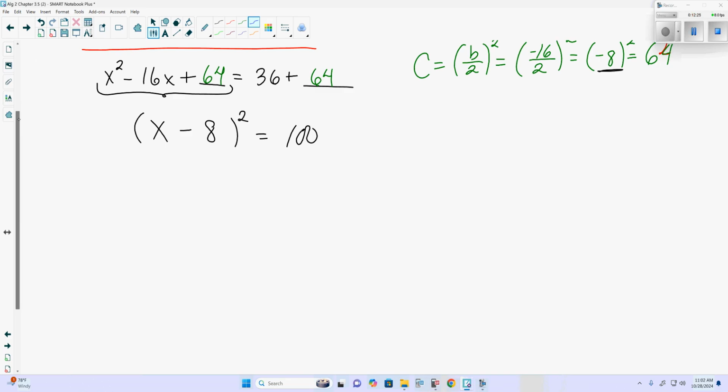Now the last thing we have to do is solve, and we're really just solving by the square root method. So the next thing we can do is take the square root of both sides. On the left-hand side, our square root and square cancel, leaving us with x minus 8 is equal to plus or minus, because whenever we take the square root of both sides, we have to add the plus or minus. And the square root of 100 is 10.